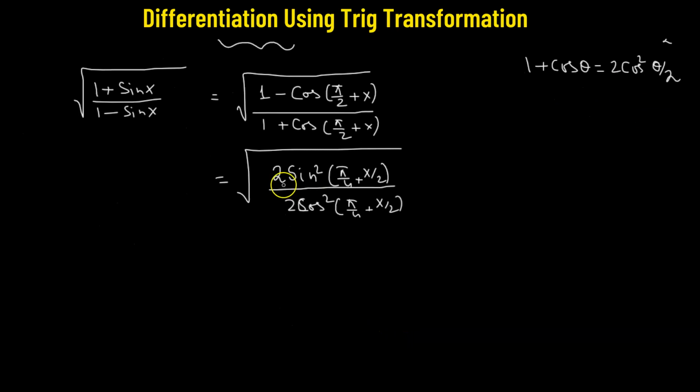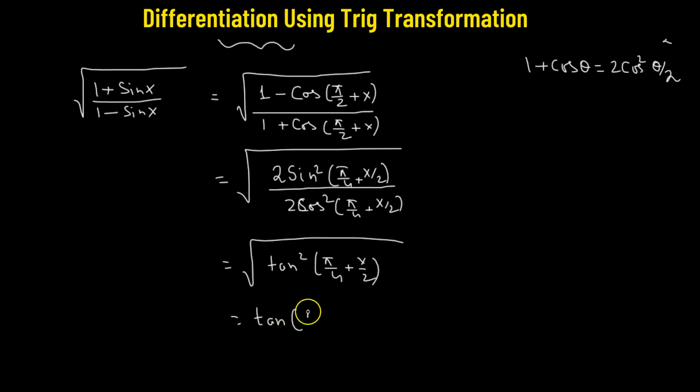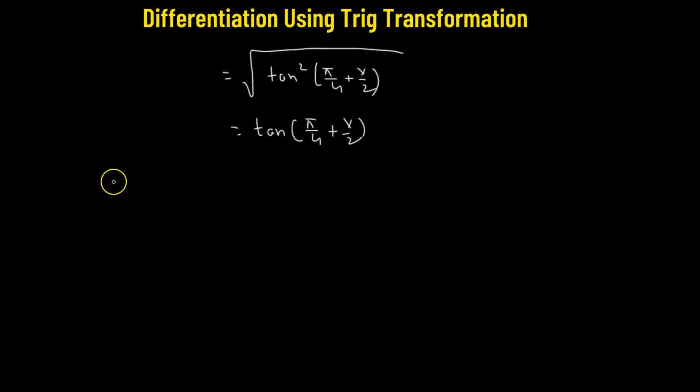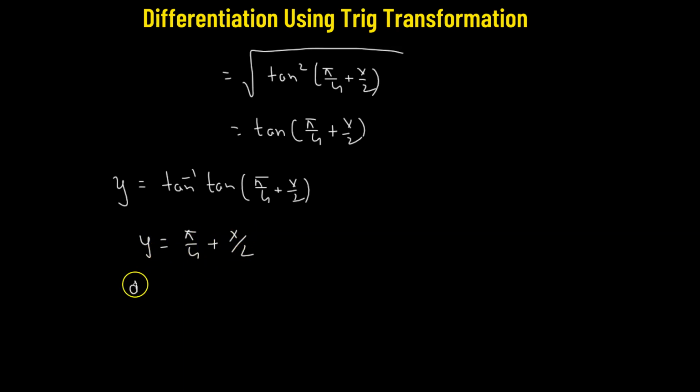Fine. So let's further simplify. The 2 and 2 go away. The ratio sine over cosine is tangent. So we have tangent squared of pi over 4 plus x over 2. And since tangent squared is a perfect square under the root, this leaves us with tangent of pi over 4 plus x over 2. So we've successfully converted this expression to a tangent function. Now we can replace this in our equation number 1. We will have y equals tangent inverse of tangent of pi over 4 plus x over 2, which simply gives us pi over 4 plus x over 2. Now we can take the derivative on both sides with respect to x.